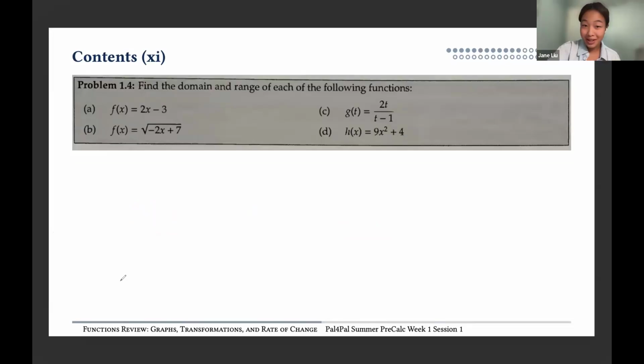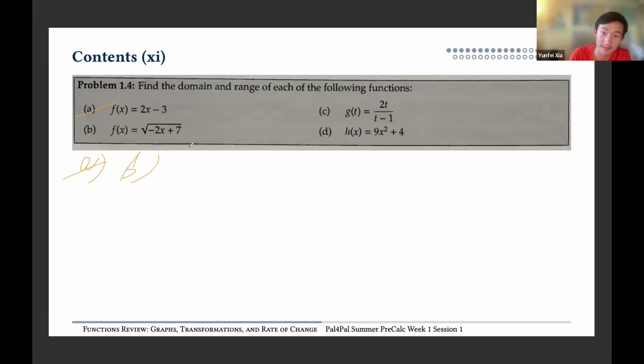So now we're going to find the domain and the range of each of the following functions, starting with A. I think that's already in the example. Can we skip to B? We'll skip to B, starting with number B.